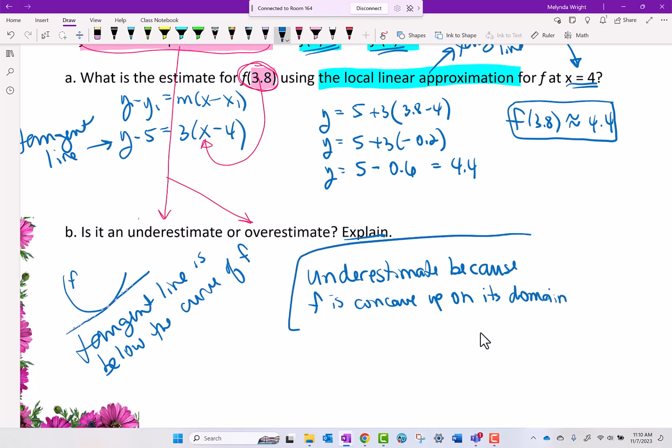So that's how we explain whether it's an underestimate or overestimate: we talk about the concavity of f. Okay, are we all right? Is that comfortable? Okay, we have two more examples, very similar to this one, just more practice.